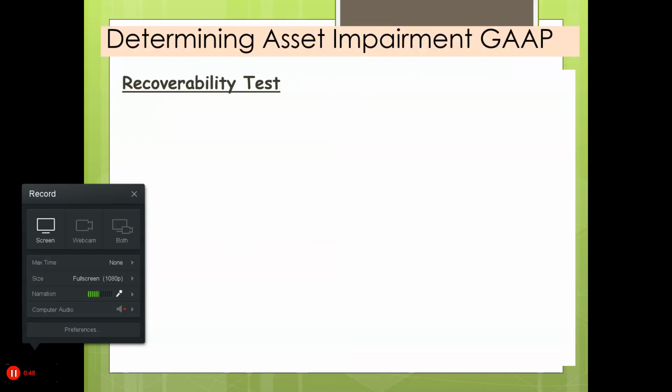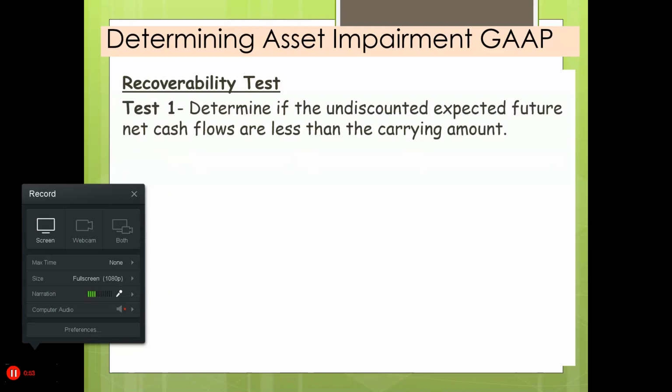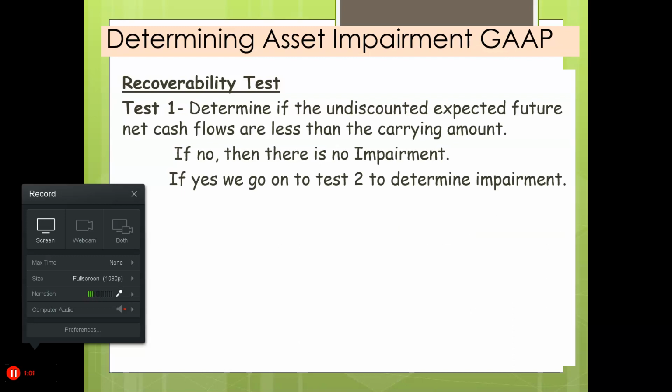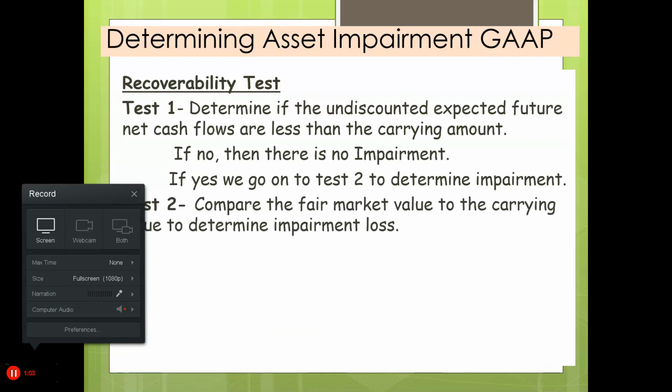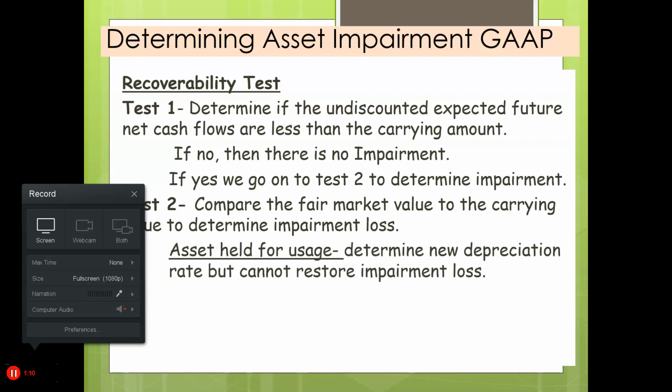Now, determine asset impairment under GAAP. We have the recoverability test. Determine if the undiscounted expected future net cash flows are less than the carrying amount. If no, then there's no impairment. If yes, then we have to go to test 2. Test 2, we compare the fair market value to the carrying value to determine impairment loss.